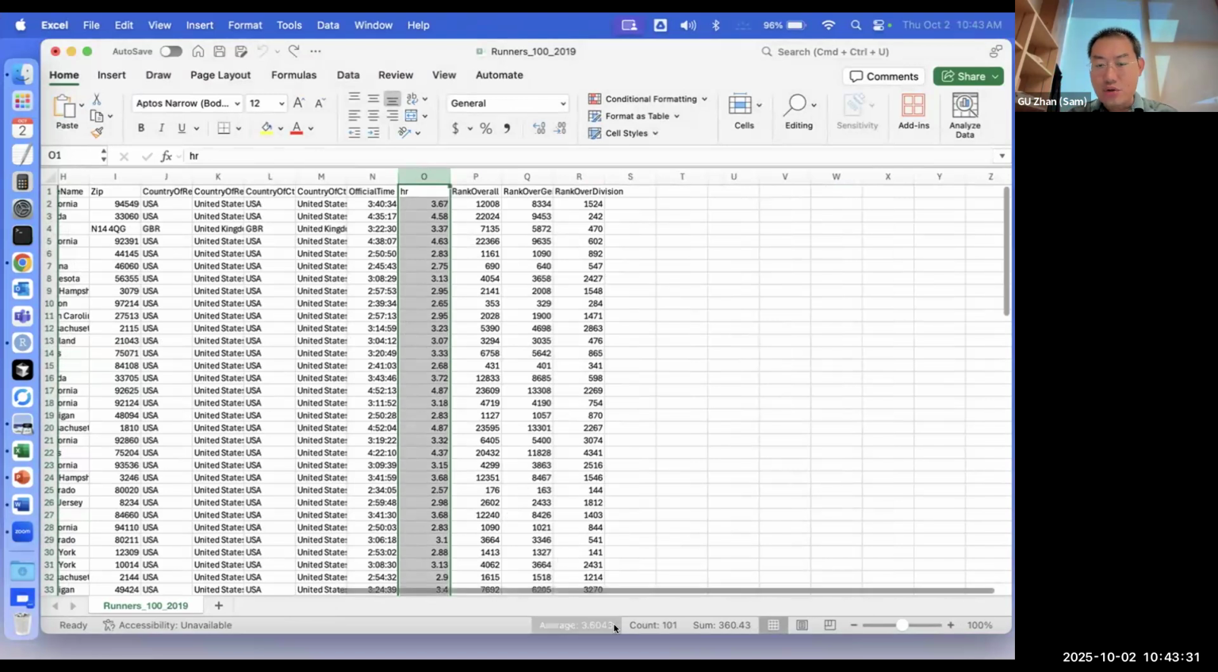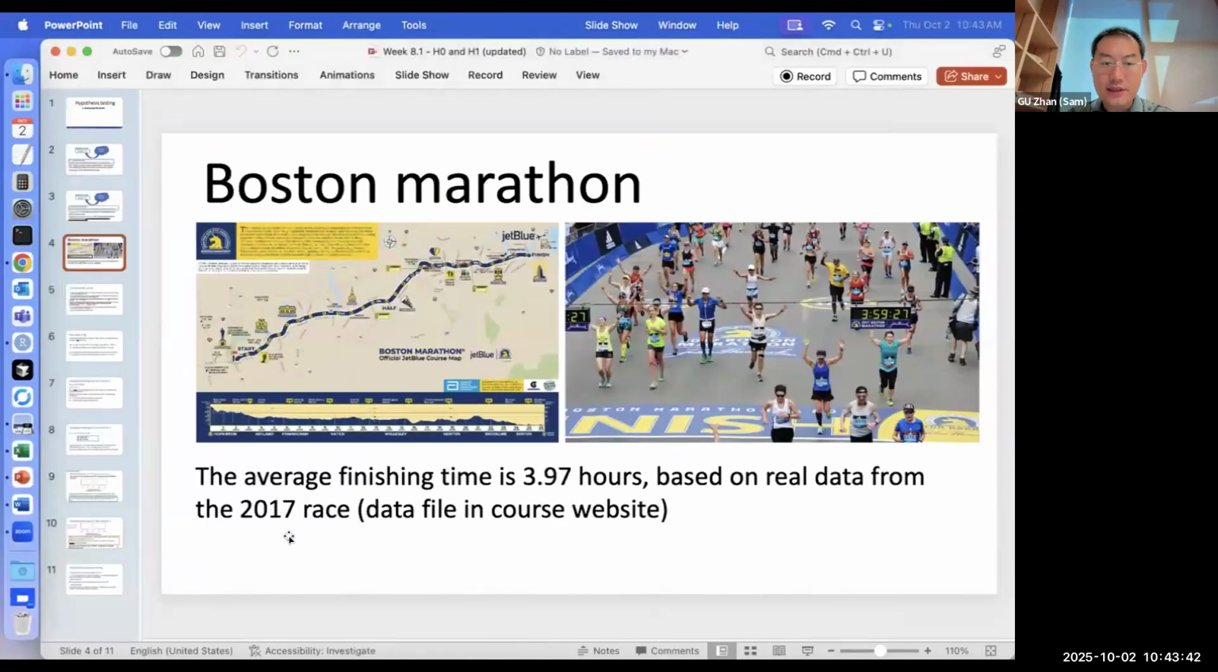So this is 2019, two years later. The average hour has shown as 3.6 hours. So in 2017 it's 3.97, and in 2019 it's 3.6. So we think maybe it is reduced, so everyone runs faster. We want to prove whether this is true or not true.